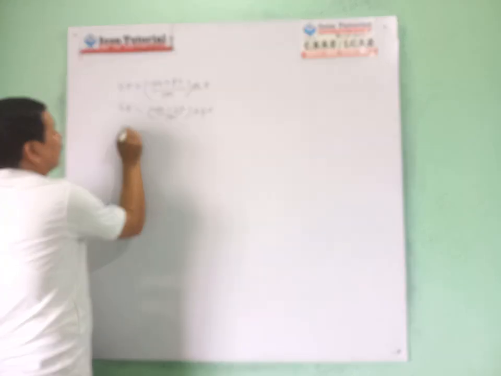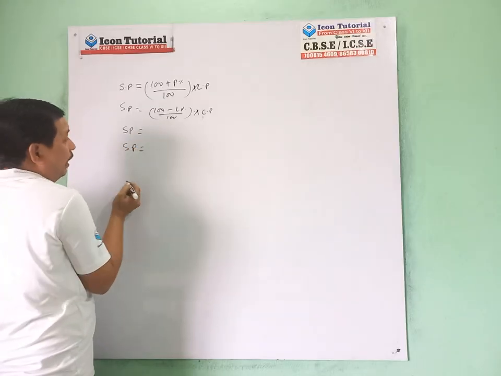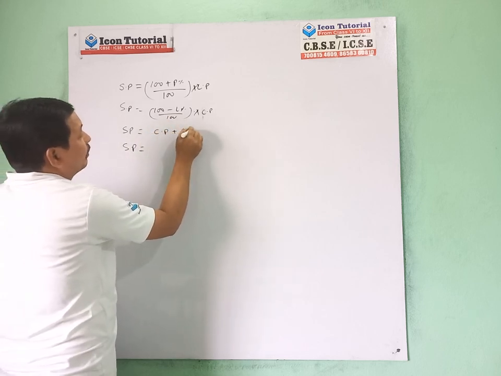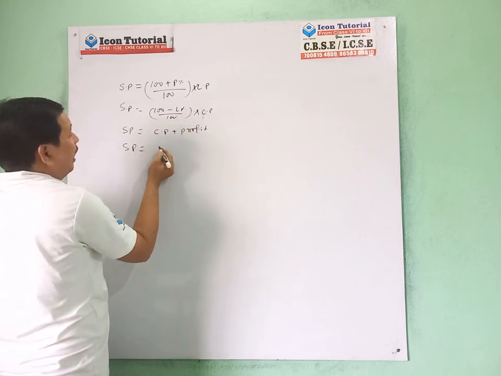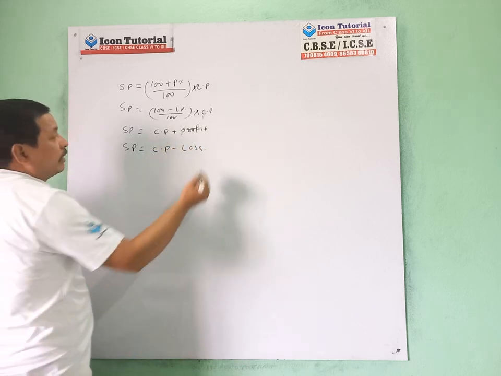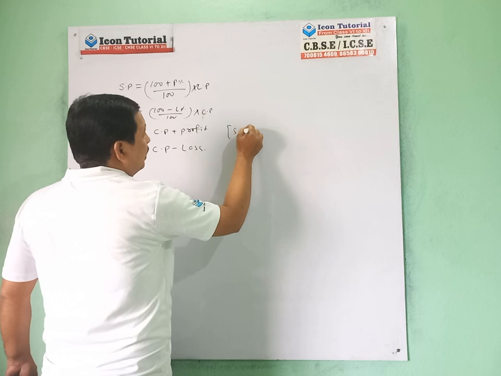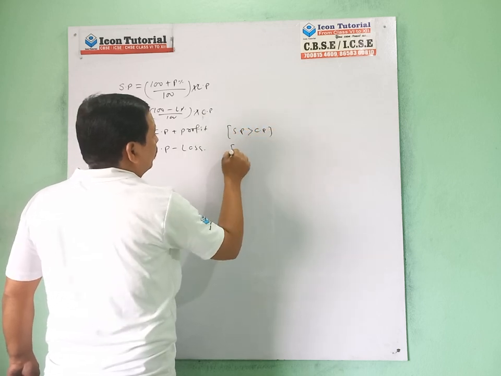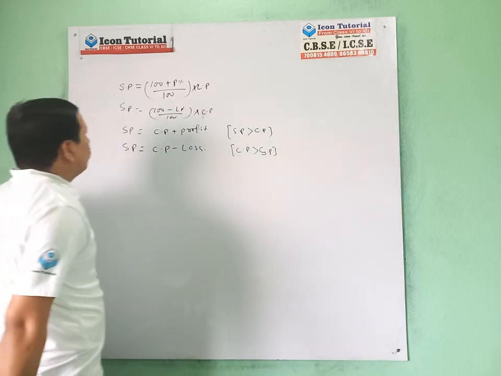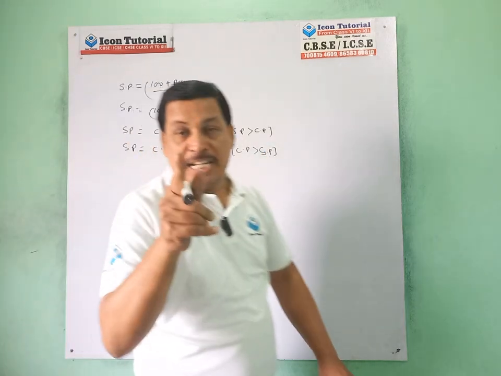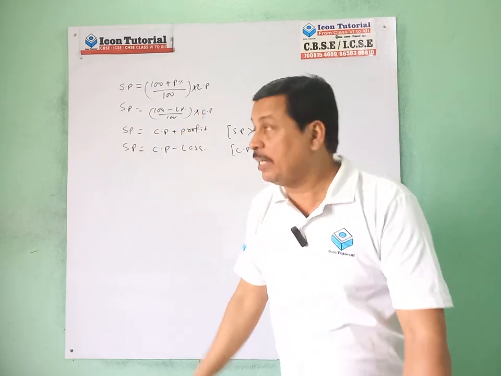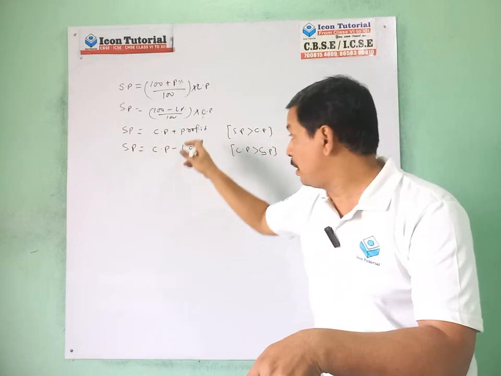Now SP, here SP again. So SP is equal to CP plus profit, and SP is equal to CP minus loss. In the profit case SP is greater than CP, yes or no? In the loss case CP is greater than SP. So for SP: SP is (100 plus P%) divided by 100 into CP. Then SP is (100 minus loss percent) divided by 100 into CP.